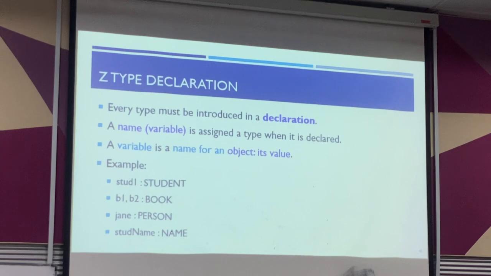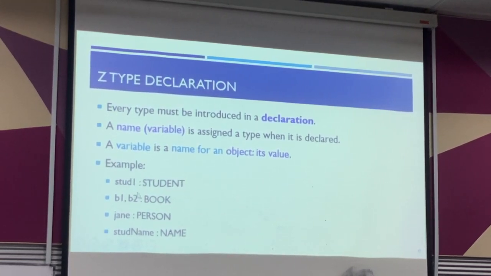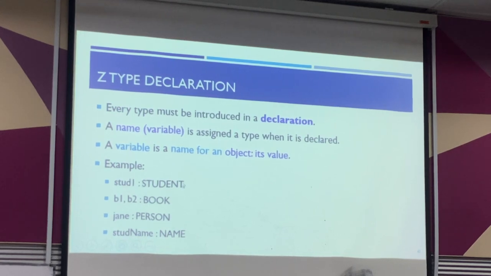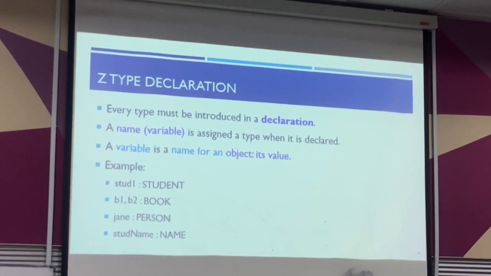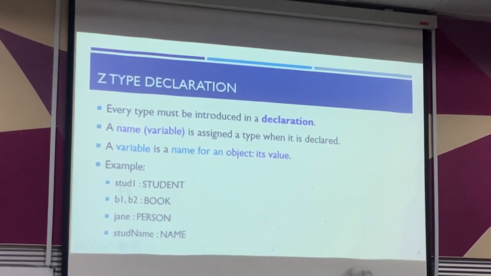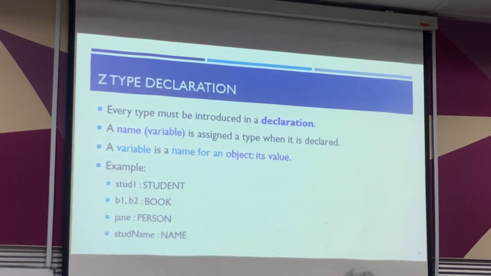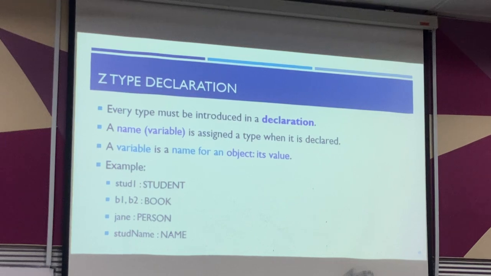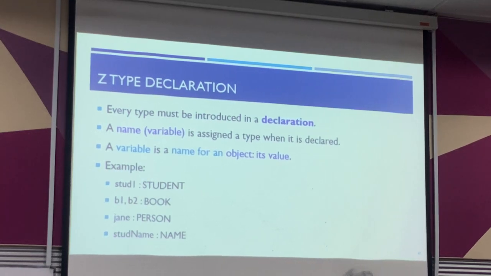So how to declare? You use identifier, colon, and your type here. If, let's say, this one means I have a student identifier of type student. I have only one student here. This one means one student. If you want to have many students, you put student, colon, power set student.